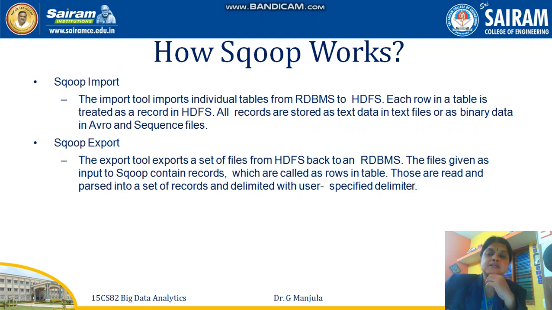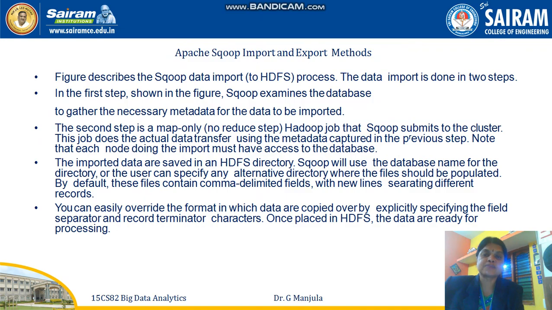Each row in a table is treated as a record in HDFS. All records are stored as text data in a text file, or as binary data in Avro and sequence files. Similarly, the files given as input to Sqoop contain records, which are also called rows in a table. These are read and parsed into a set of records and delimited with a user-specified delimiter. So this is about the information.